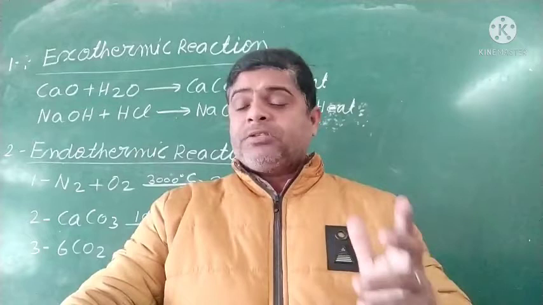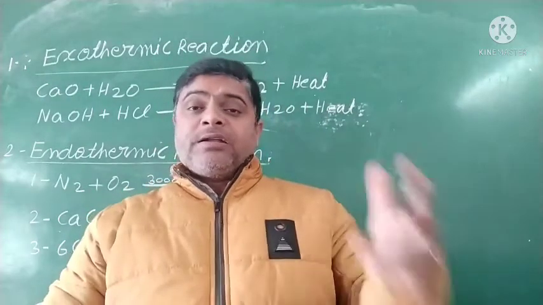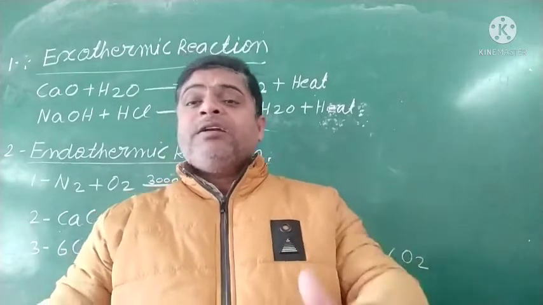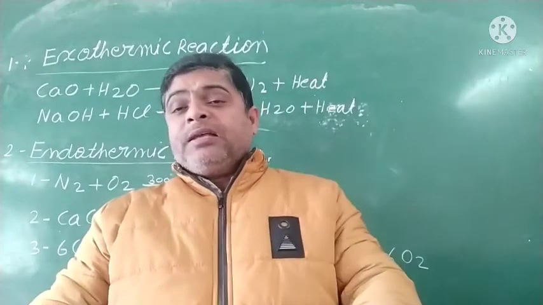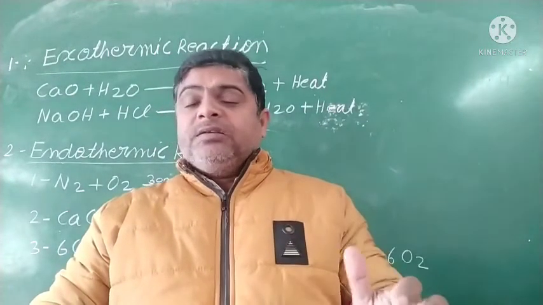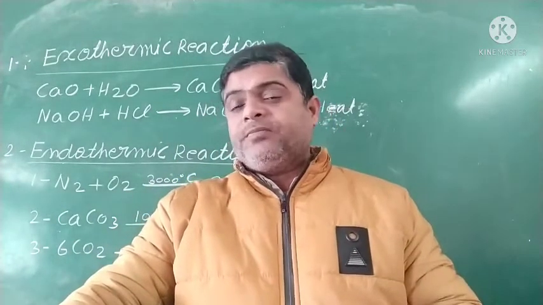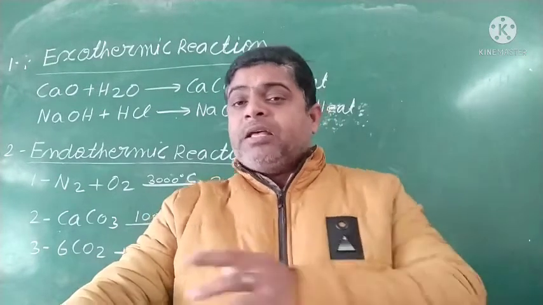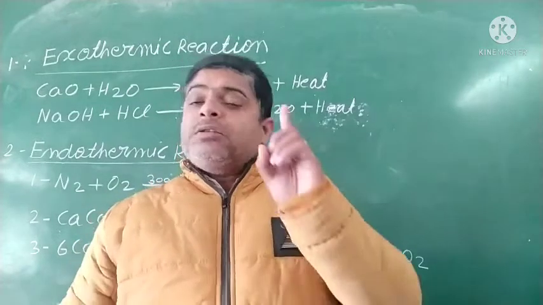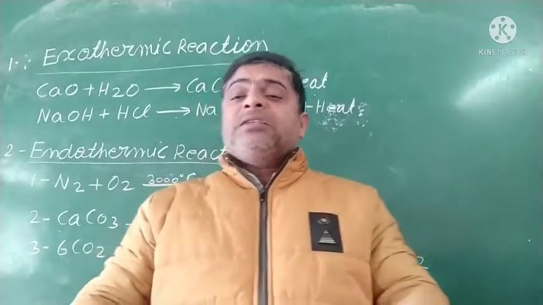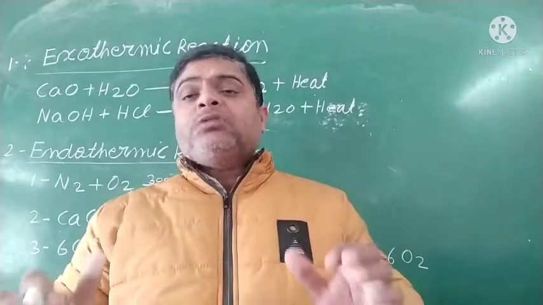Student, in the last video we discussed the characteristics of the chemical reaction, means what is the property, how you identify that this is a chemical reaction. So student, if any chemical reaction releases heat or light, it is known as an exothermic reaction. Remember, the question may ask you to differentiate between exothermic and endothermic reaction. So the chemical reaction in which energy is released in the form of heat or light is known as the exothermic reaction.